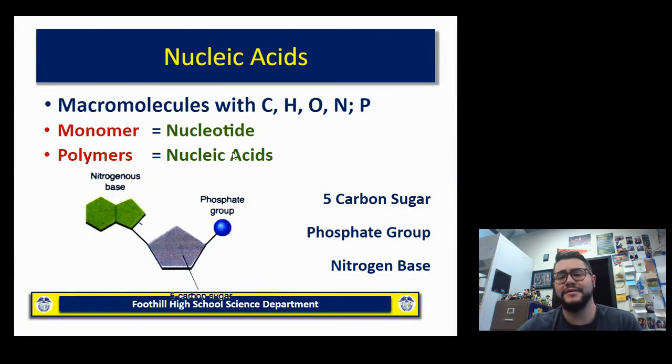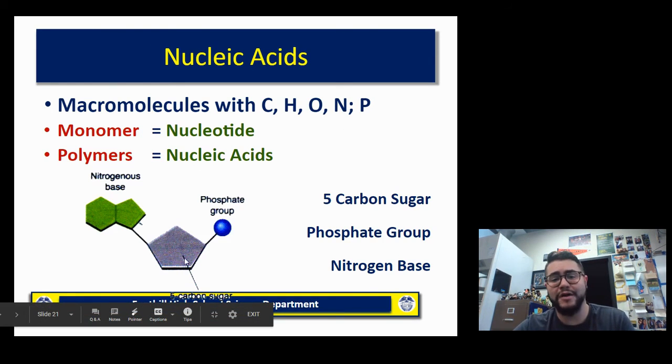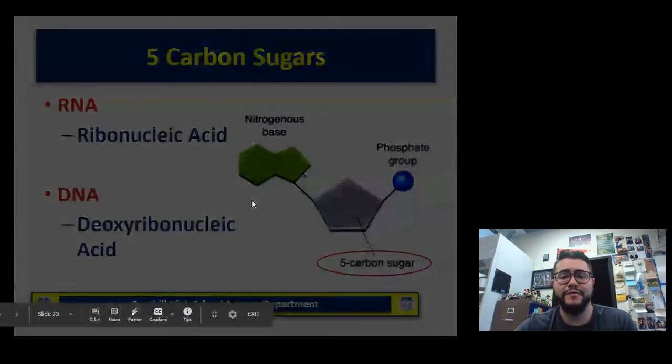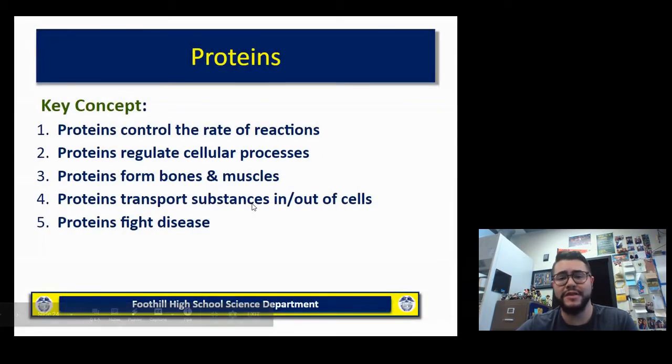And so we have nucleic acids. Function is to transmit genetic information, made of carbon, hydrogen, oxygen, nitrogen, and phosphorus. Here is what the monomer looks like, and that's called a nucleotide. All right, moving on to our last one, which is proteins.